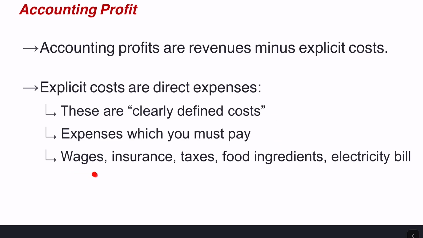Examples of them would be the wages to your employees, the insurance you have to pay on your building, taxes to the government. If you're a restaurant, you have to pay for the raw materials, the food ingredients, your electricity bill. All these things, you're actually writing a check out for cash.